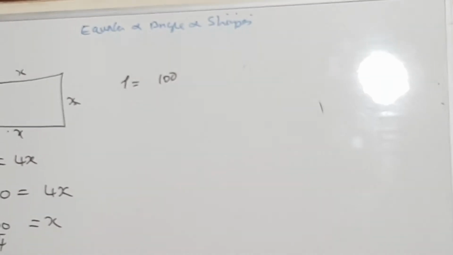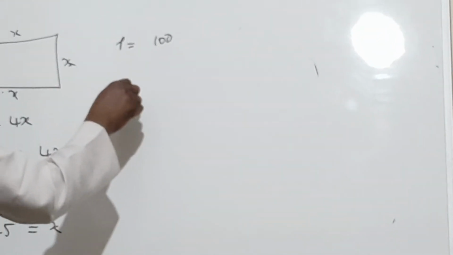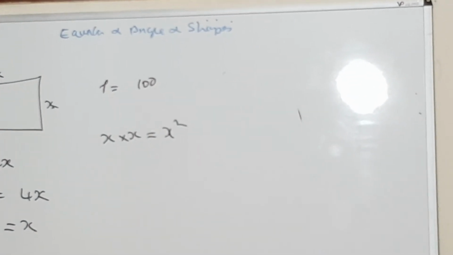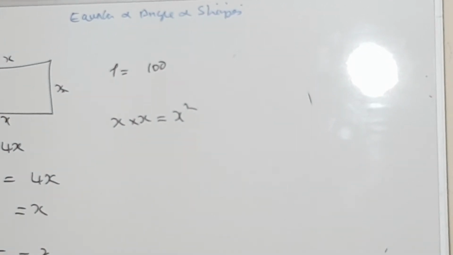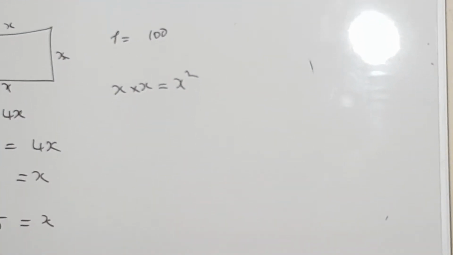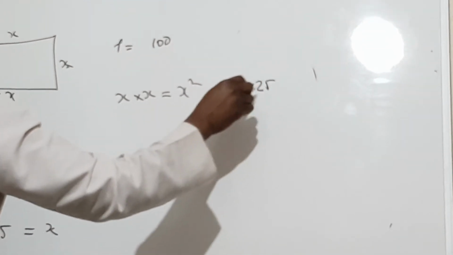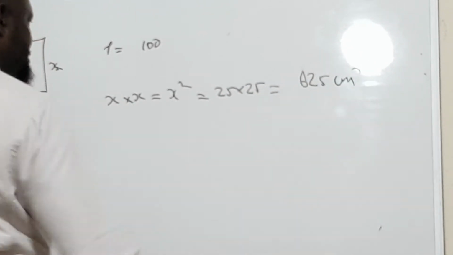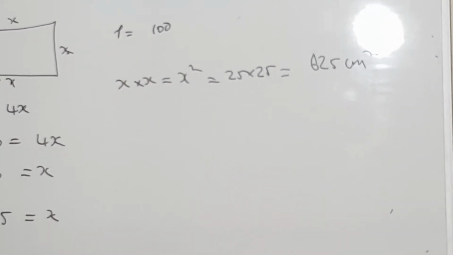But what is the area? Look at it this way. Area will be length times breadth, which is equal to x squared. We don't know what x is, but since we have worked out the value of x, we are going to say the area is equal to 25 times 25, which is equal to what? 625 square centimeters. What is 25 squared?